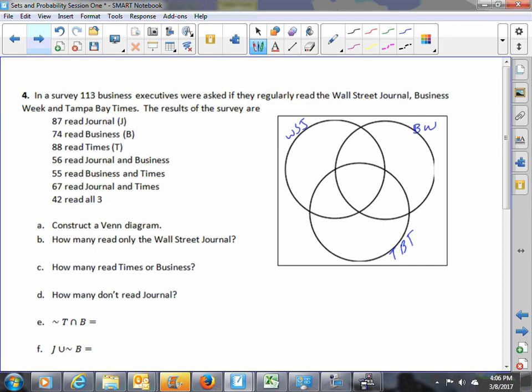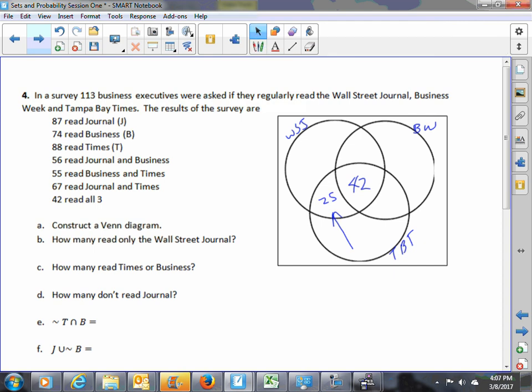Now, the easiest way to start this would be to start with the 42 that read all three. It would go in the place where all three of the circles overlap. Now, it says 67 read the Journal and the Times. Now, let me just put a little arrow up here. The Journal and the Times is this overlap right here. So inside this total overlap between the Journal and the Times, we want 67. We already have 42, so right here, we would put, what would we put? 25.